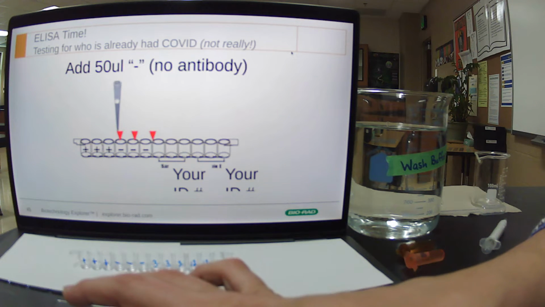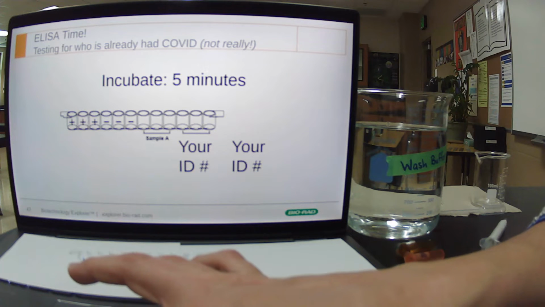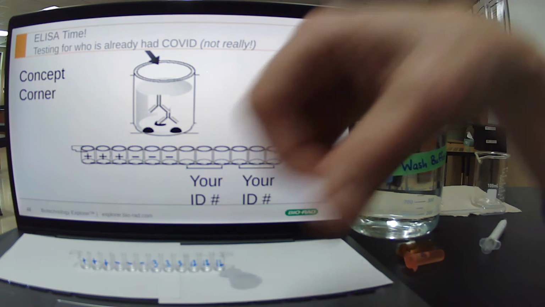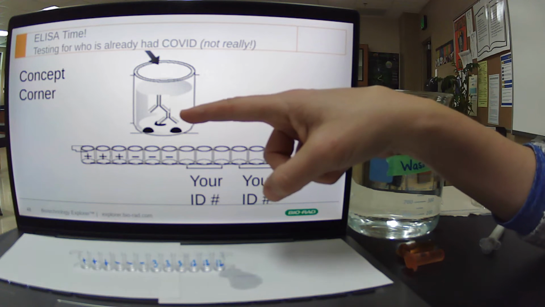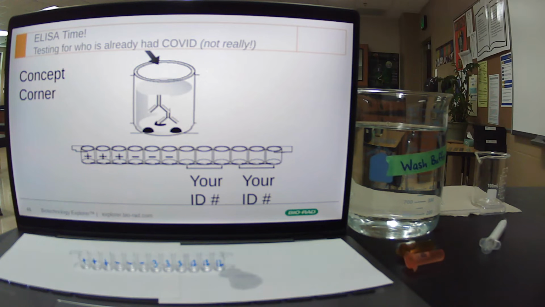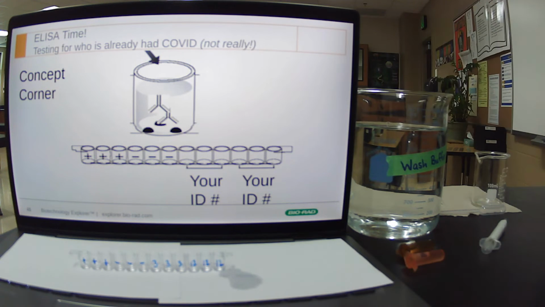So we added our positive and negative controls, we added our 2 patient samples, and now we're going to incubate it for 5 minutes. What we're testing for here is to see whether each of these samples contains the antibody that has that particular specific shape to bond with the antigen that we already put in there. So in this case, we're testing to see whether each of these samples has the antibodies that will bond to that COVID-19 spike protein that triggers the immune response.